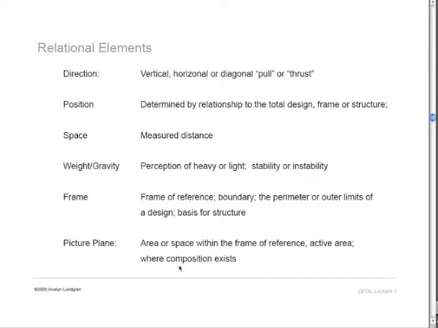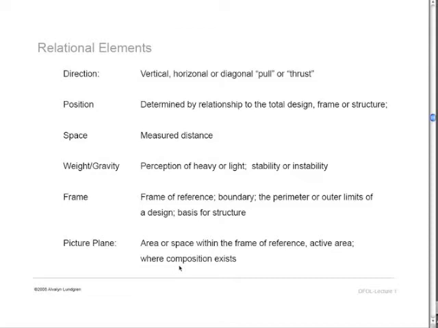Position, we've already talked about point, which is an indicator of position, but position is a relational element as well. It's determined by the relationship of something to the entire design and to each other element within a design.